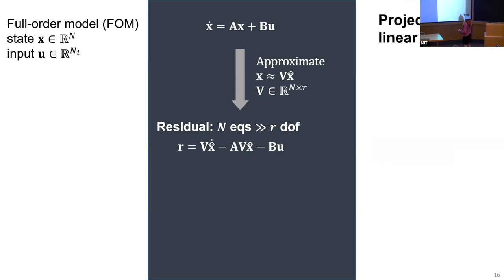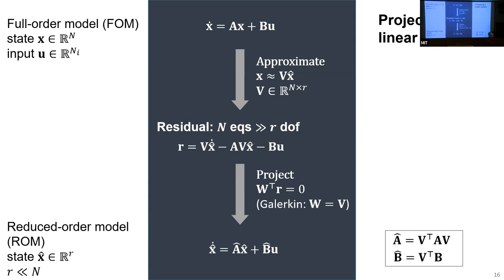So using the SVD, we identify a low dimensional basis here, V. V is long and skinny, its columns are the basis vectors, and I'm going to choose r basis vectors, where r is much, much less than the large dimension n that I started with. I'm going to put this approximation into the governing equation. I'll have a residual. And then I'm going to impose an orthogonality condition where I can either introduce another basis W, or, as is often done, I can just choose W to be the same as V, which is a Galerkin projection. I impose this orthogonality condition, and what do I get?